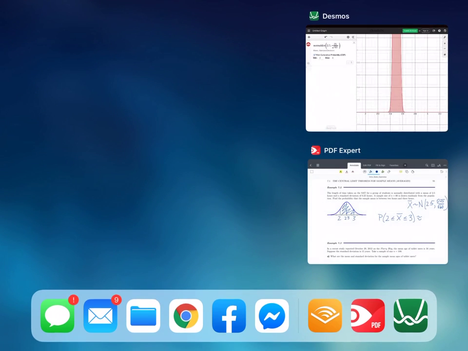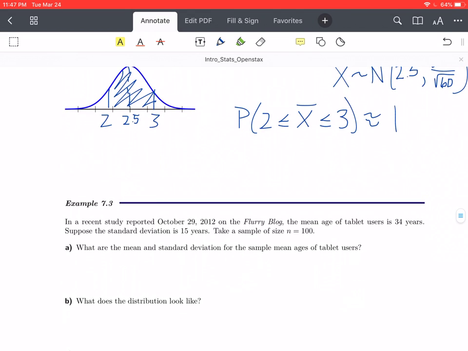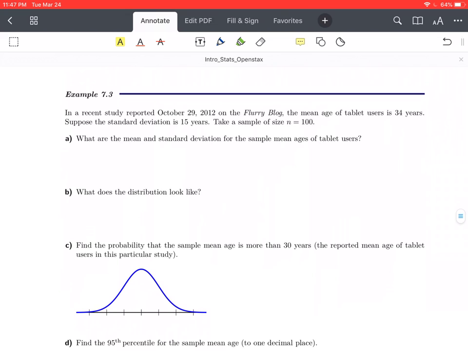We can't realistically say there is 100% certainty that this will occur, because there could always be data points that lie outside of that, but we're going to say it's approximately 1, because the likelihood of being outside of that region is very, very small. So it's almost a certainty that it would be between 2 hours and 3 hours for this particular sample of students. Okay, let's take a look at another one.